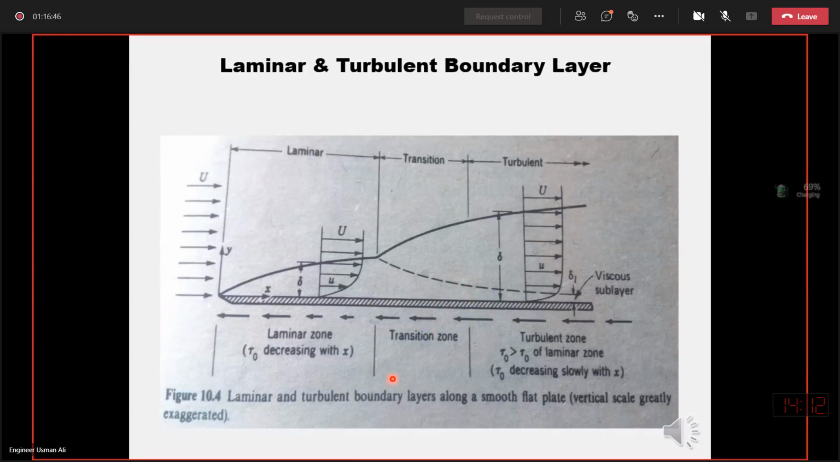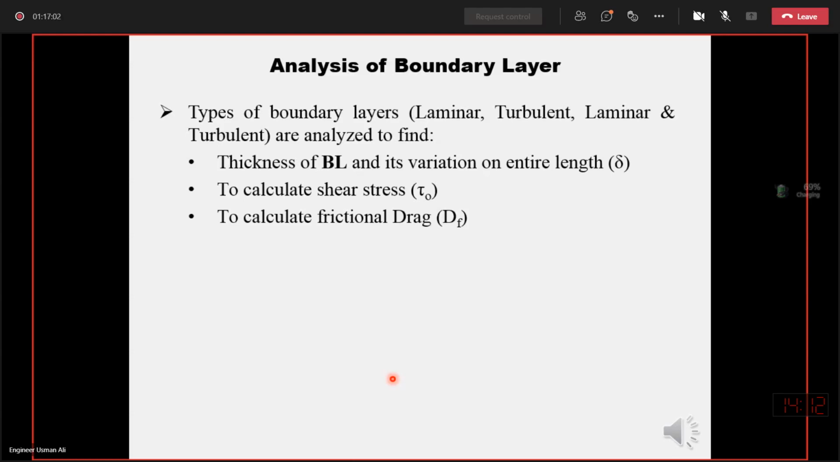As I mentioned, we have three boundary layers to deal with, and accordingly we have to analyze them separately, one by one. The types of boundary layers are laminar, turbulent, and then laminar and turbulent both together. What we have to find in the analysis of these boundary layers, number one, is the thickness of the boundary layer and its variation along the entire length.